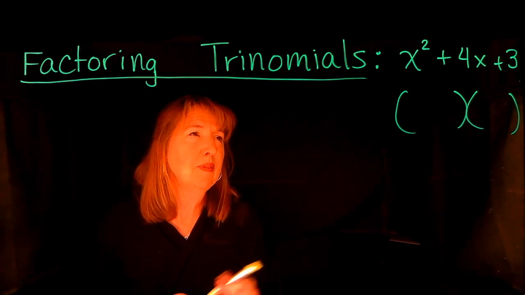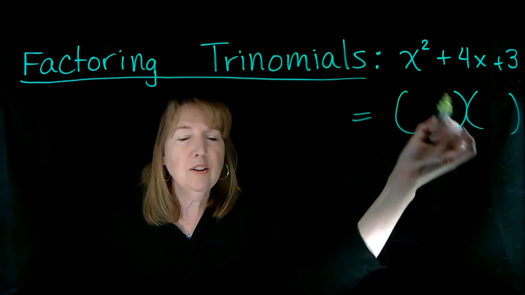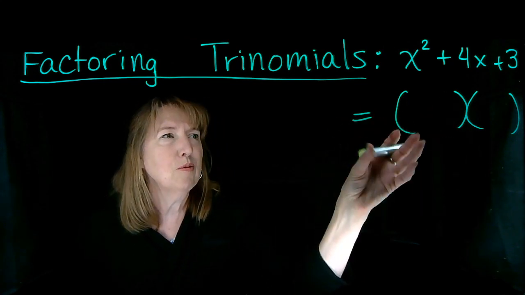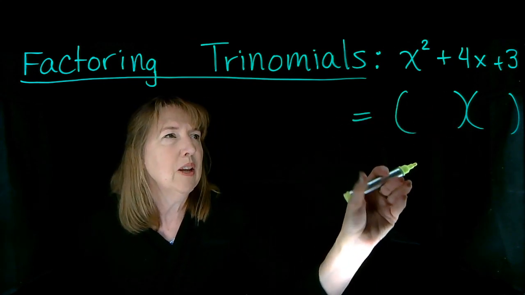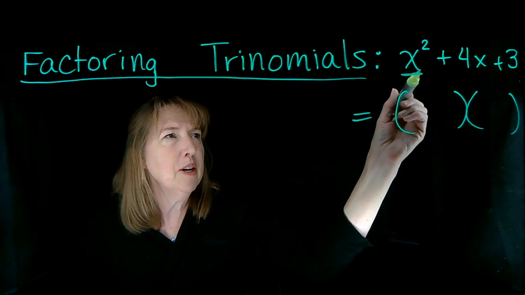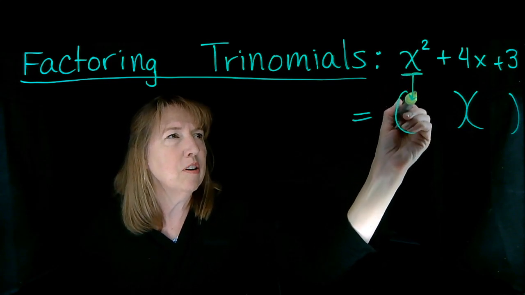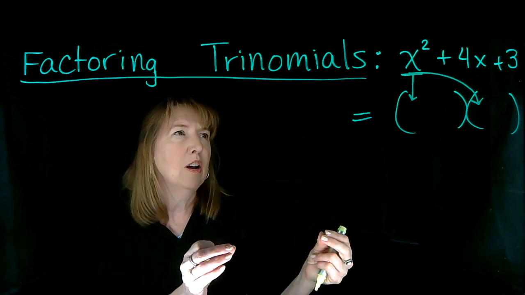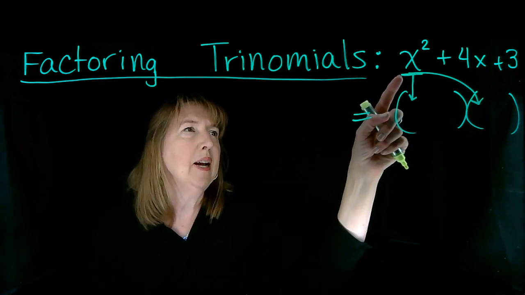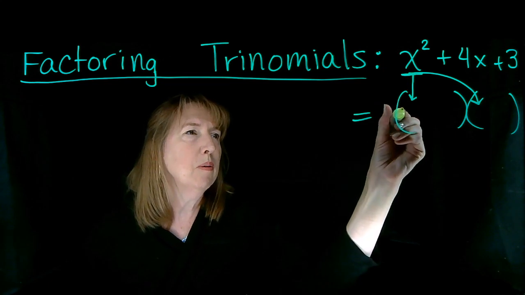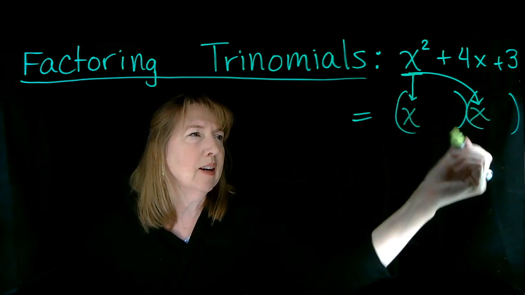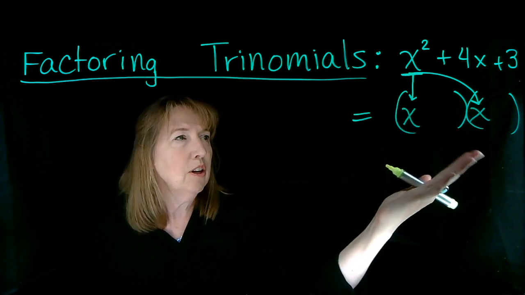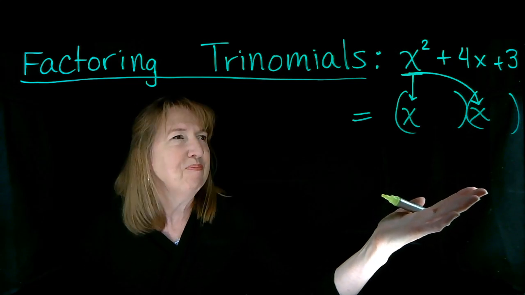Step one is to write those parentheses because that's where it comes from. We know that. Go ahead and go to the first term here and take it apart. Split it back up. Undistribute that. What two things made x squared? Well, we must have had an x times an x. The good news is you're halfway finished.